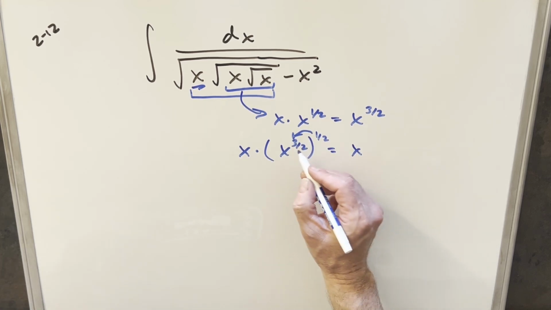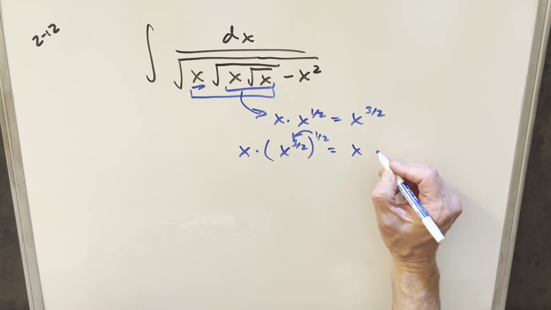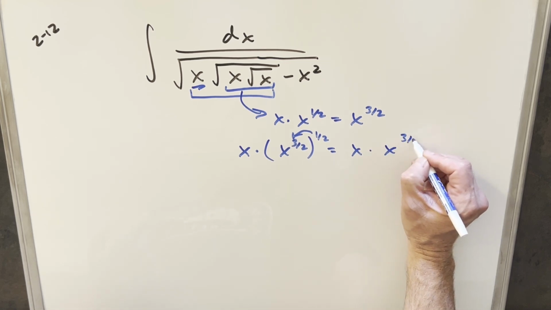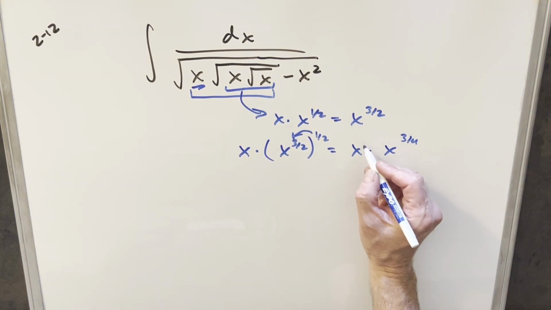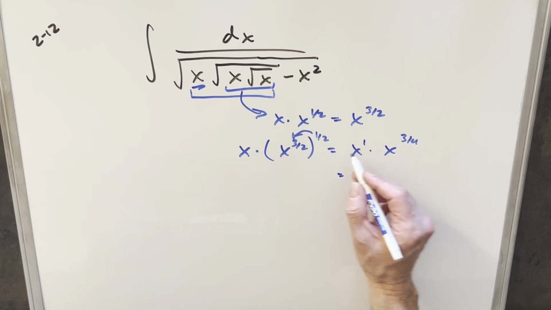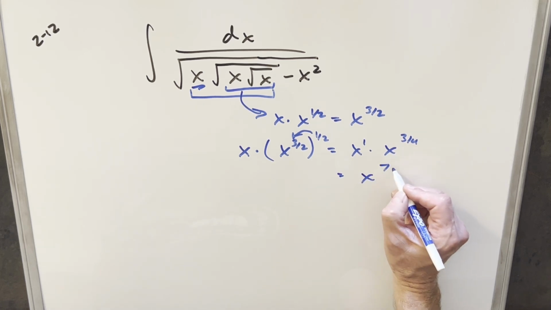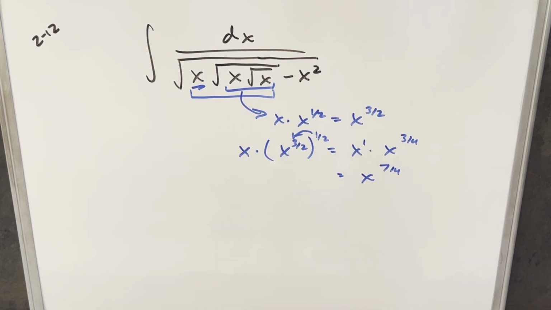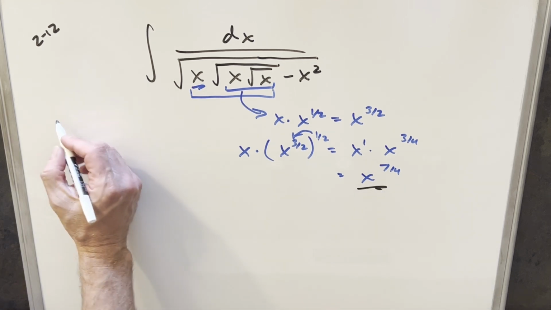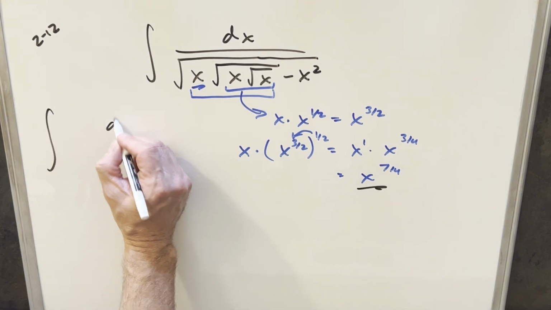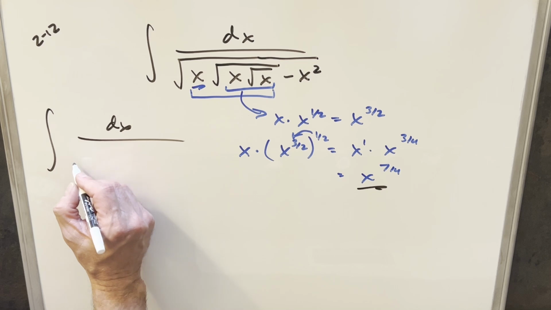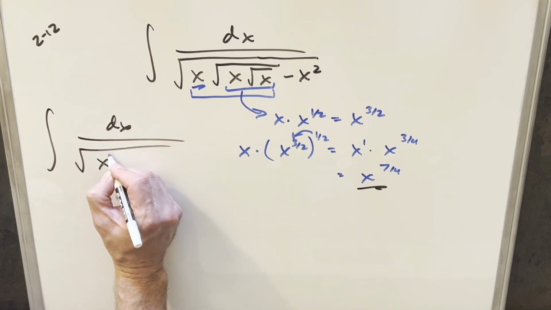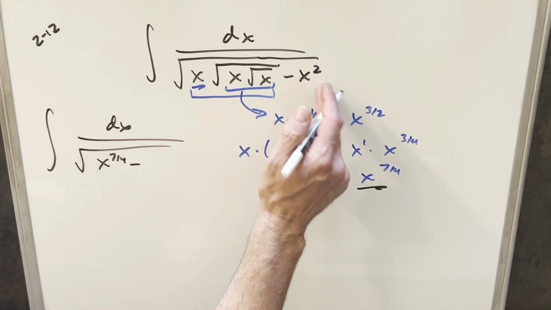With exponent properties, I can multiply that in there. Multiplying the exponents, we end up with x times x to the 3/4. Multiplying again, we just add exponents: 1 plus 3/4 gives me x to the 7/4. From here, we can put this back into our integral. This simplifies nicely because now we just have x to the 7/4 minus x squared.